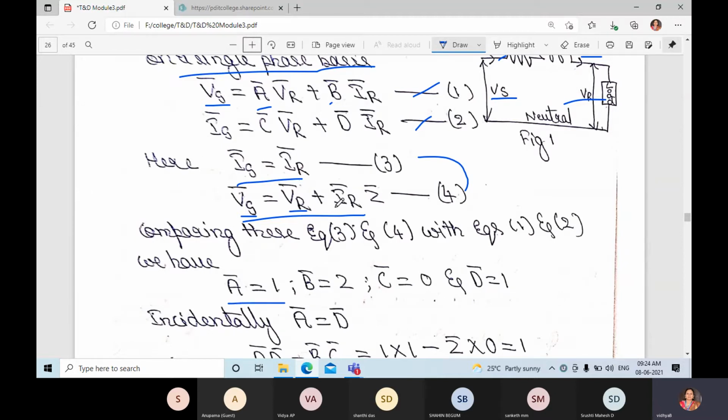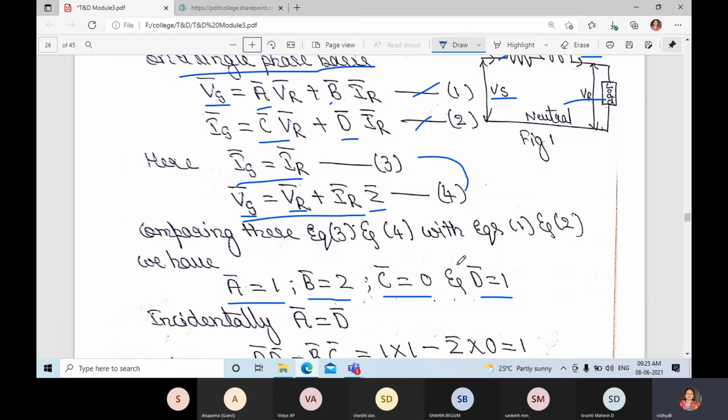And what about here? Ir into Z. That means this value is B, so B is equal to Z. And what about the third equation and second equation? If you compare, C value is 0 and D value is 1. So C vector is equal to 0 and D vector is equal to 1.